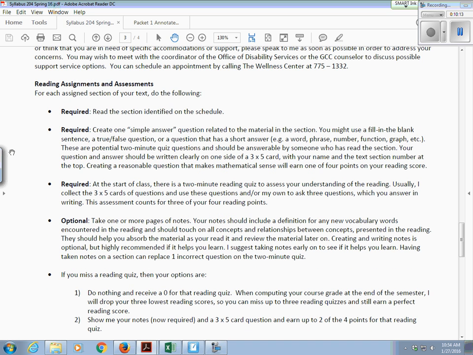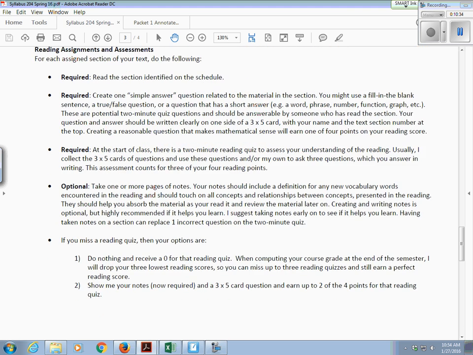Here's the more specific directions on the reading assignments and the reading score. So you must read the section, you must create a question, put it on a note card and give it to me the next class. You must take the quiz, and then optionally you can take notes. 4 points maximum on each.